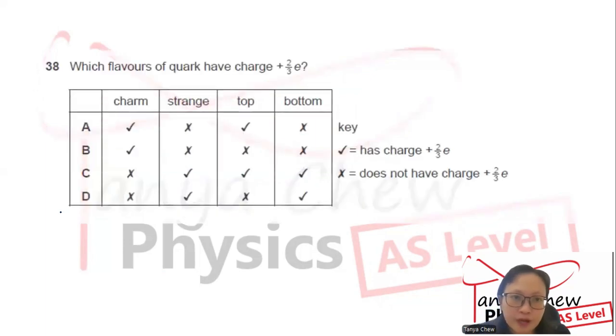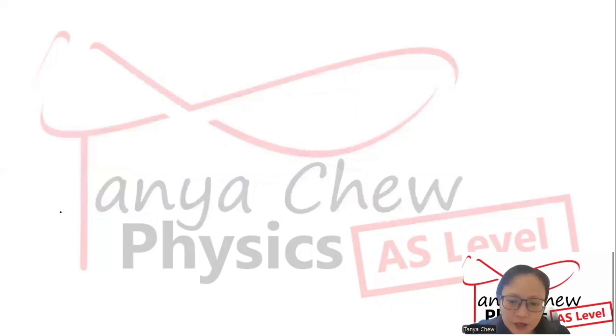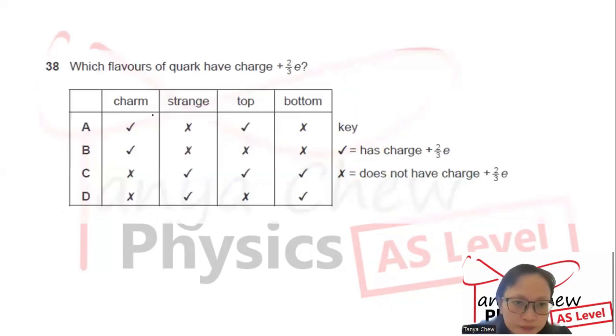Now, question number 38, which flavors of quark have a charge? This is about memorization. So charge positive 2 over 3e, that is charm and top. A is the answer.